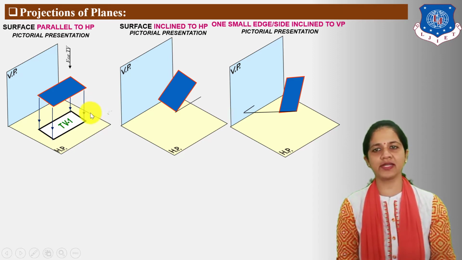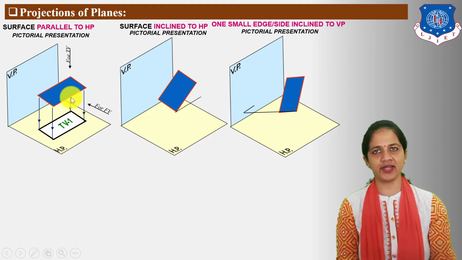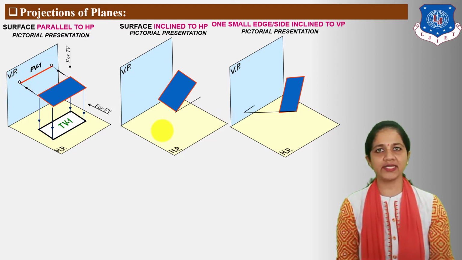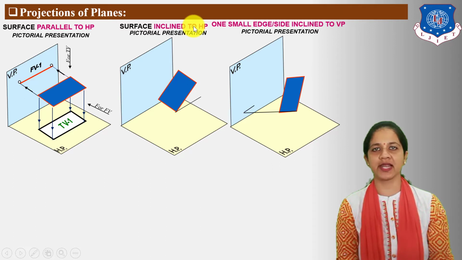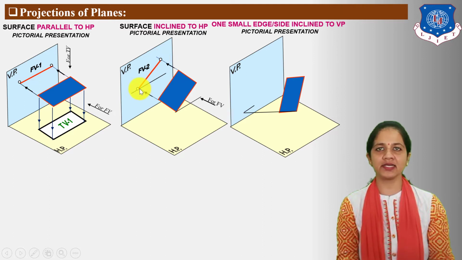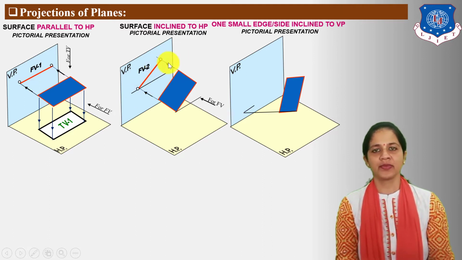Next, when we take projection from the front direction, we will get its front view on VP and it is a straight line. Next, let us understand front view and top view projection of the second case, surface inclined to HP. When we take projection from the front direction, we will get its front view on the vertical plane and it is an inclined straight line.